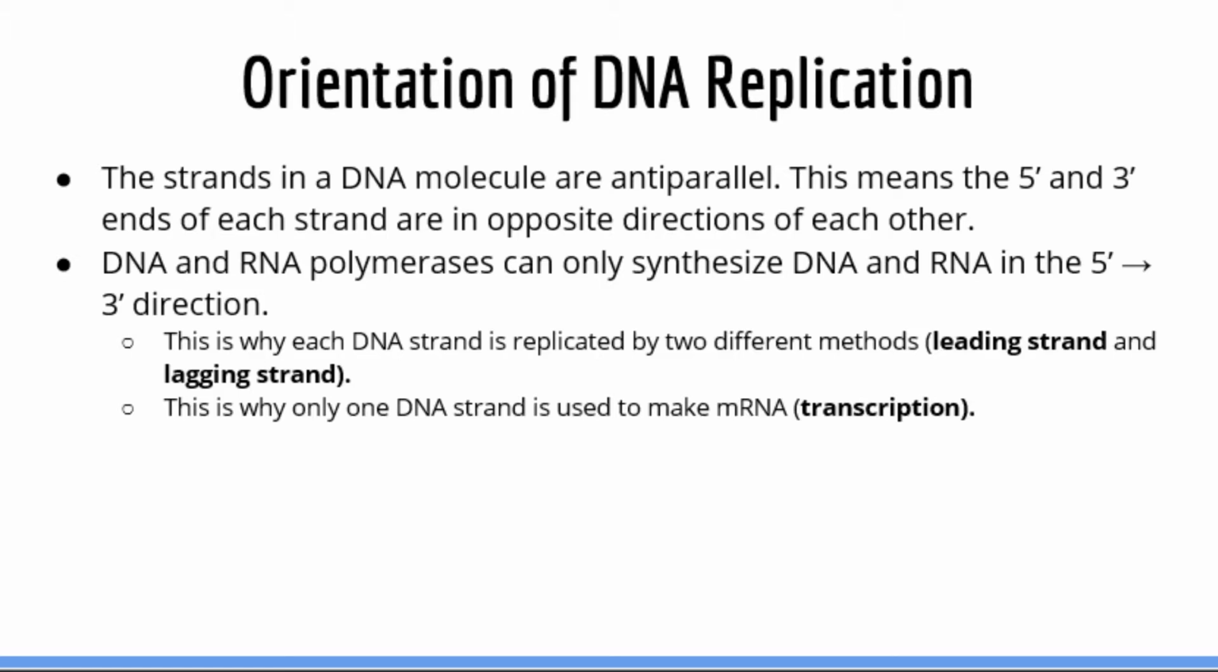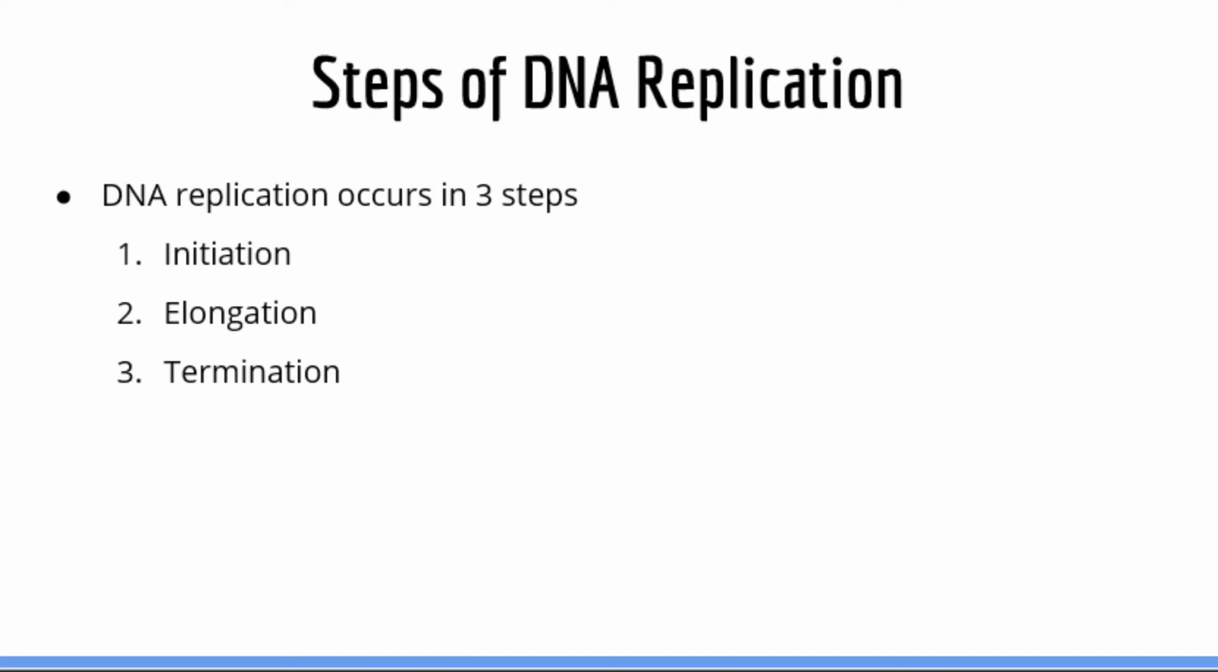Both strands of the DNA molecule are replicated using the same enzymes. However, one strand is replicated continuously and the other strand is created discontinuously. The continuously replicated strand is said to be the leading strand, and the discontinuously created strand is said to be the lagging strand. This is because of the way that DNA polymerase synthesizes DNA. It can only make DNA in the 5' to 3' direction. This also explains why RNA polymerase only uses one DNA strand, which is called the non-coding strand, to make RNA during RNA transcription. So with these concepts in mind, let's get right down to the steps of DNA replication.